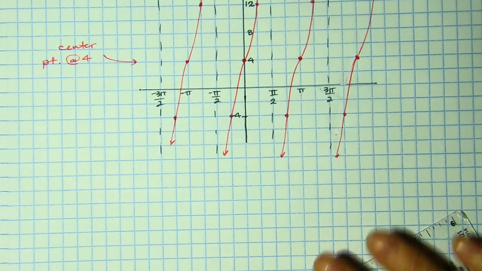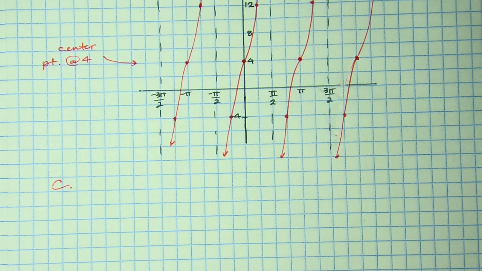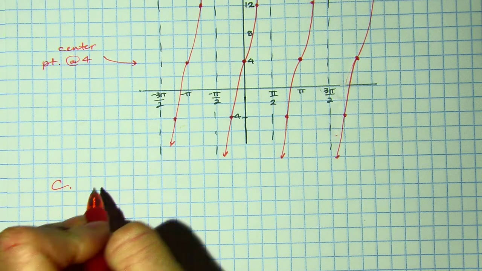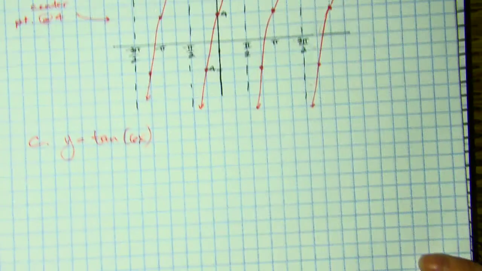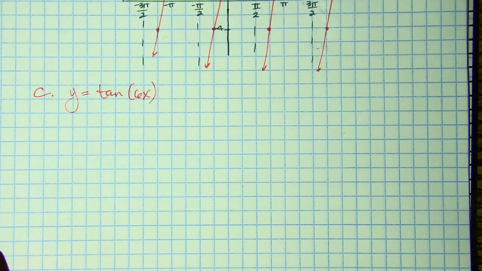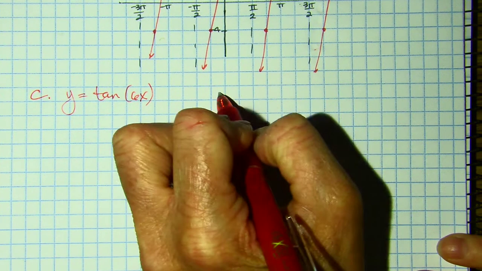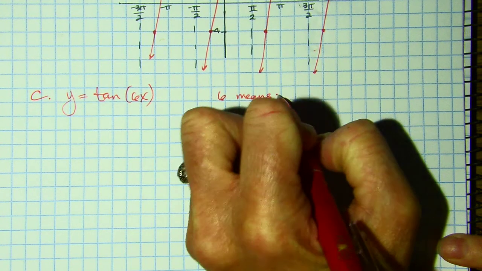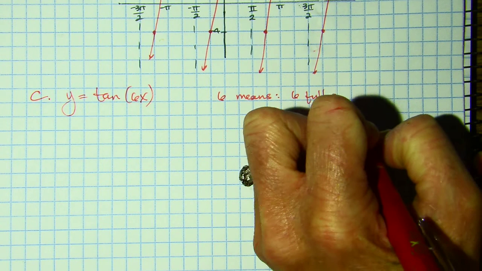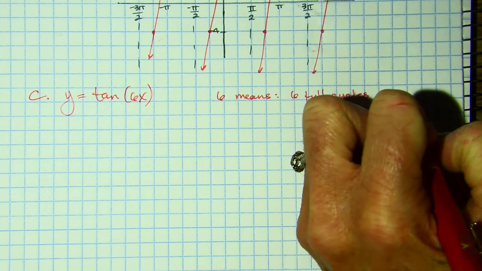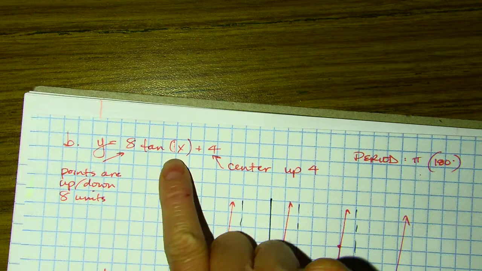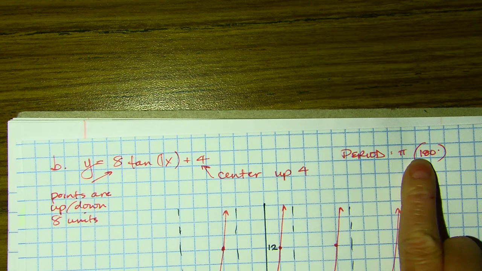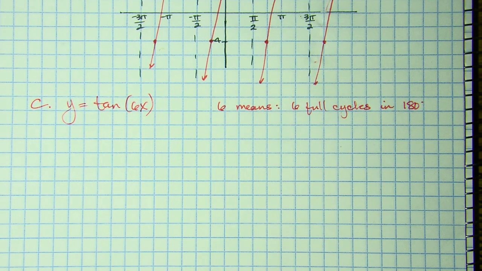All right, next one, part C. So I'd like us to graph y equals the tangent of 6x. Now, that number in front of x is our period. So the 6 means that there are 6 full cycles in 180 degrees. Okay, this 1 means there's 1 full cycle in 180 degrees, so the period is 180 degrees. But this one is saying there are 6 full cycles in 180 degrees.